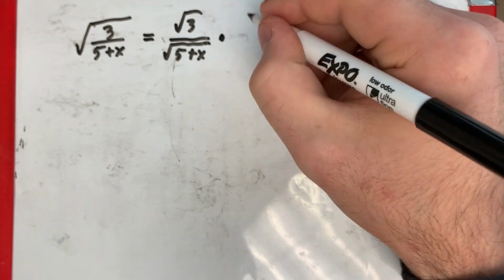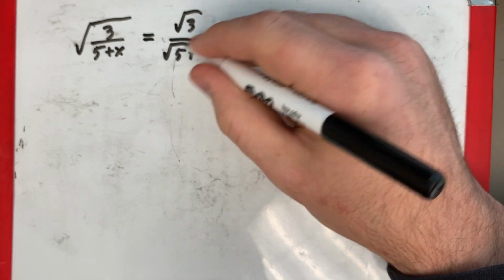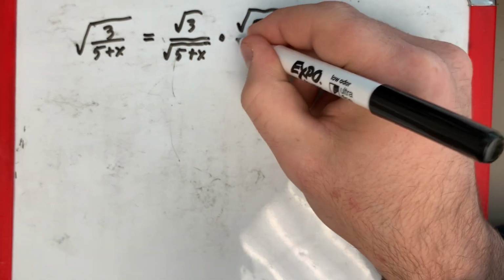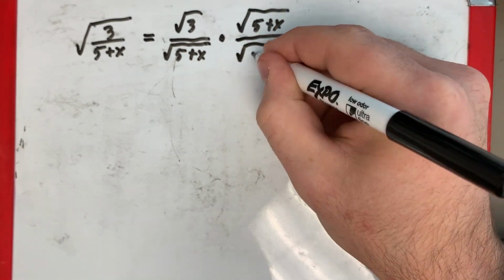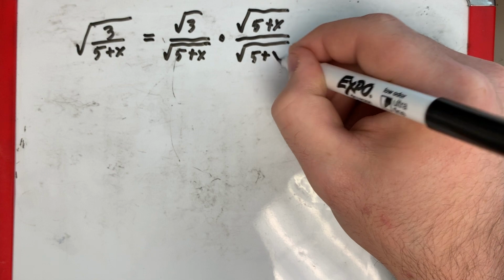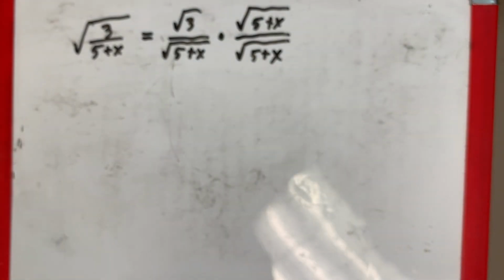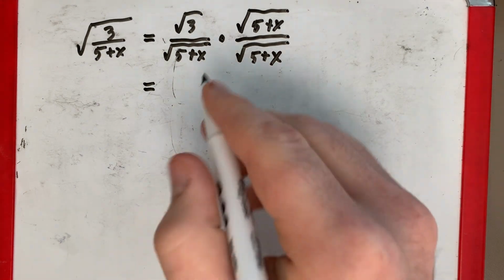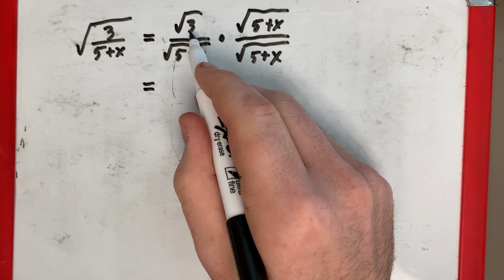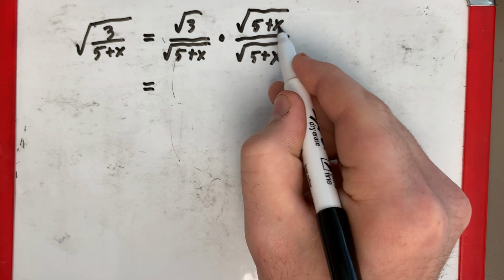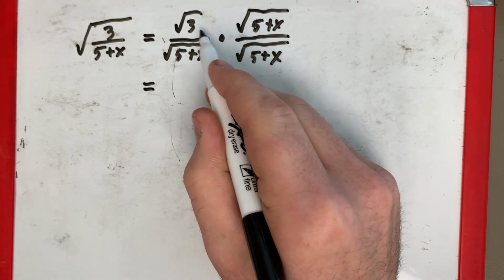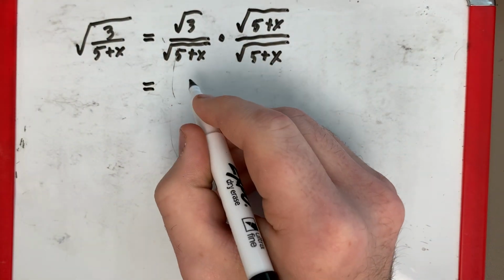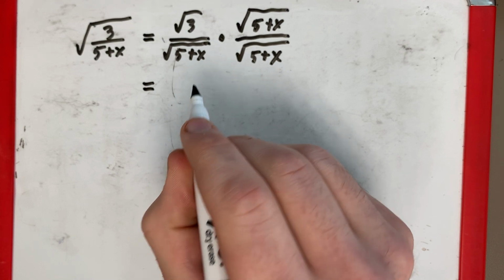I'm going to multiply top and bottom by the same thing, namely this, so that I get some cancellation later. So I have root 5 plus x on top and bottom here, just multiplying by 1 in a clever way. Now, multiplying straight across the top, I have a square root of 3 times a square root of 5 plus x. These can be put under the same radical using the product rule for radical expressions.